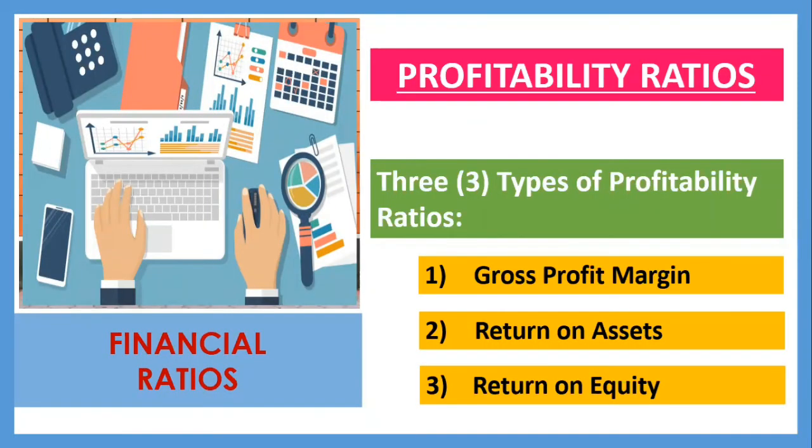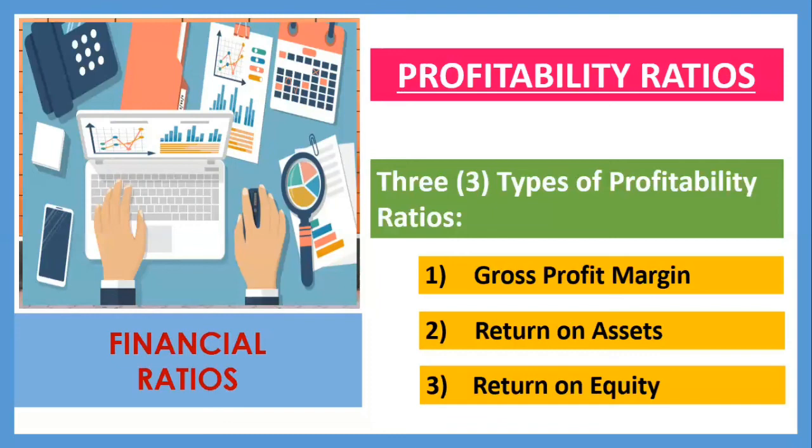The next type of financial ratio would be profitability ratios. For profitability ratios and the remaining type of financial ratio, we will be discussing examples in our next video. But in this case, I will just give you an idea about the different types of profitability ratios. Under profitability ratios, this is composed of three types. First, we have gross profit margin. Second, we have return on assets. And lastly, we have return on equity.